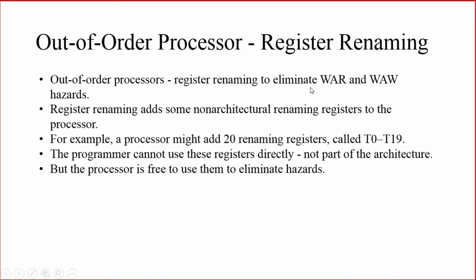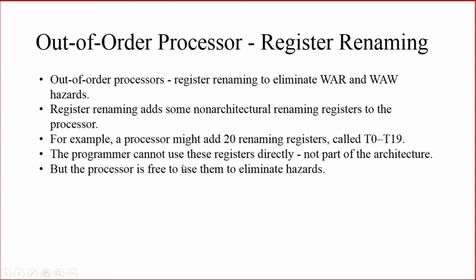So register renaming is a technique used for eliminating both these hazards. How does it eliminate them? It adds some non-architectural renaming registers to the processor. These additional elements, renaming registers or temporary registers, are added in order to eliminate the hazards. For example, say a processor has 20 renaming registers, T0 to T19.